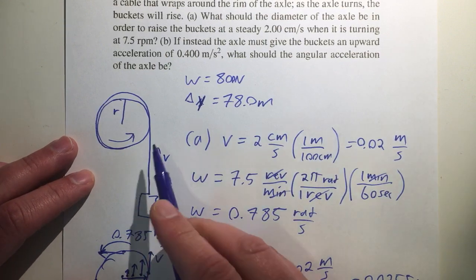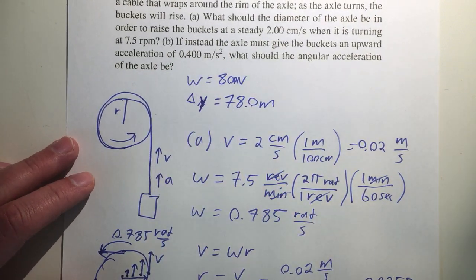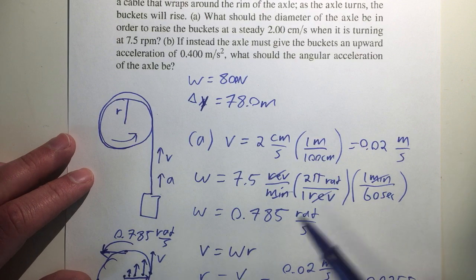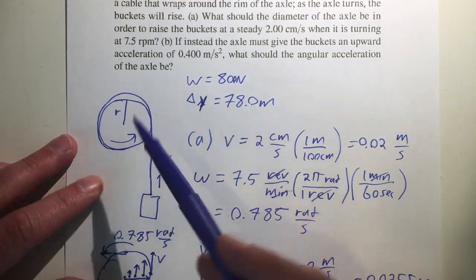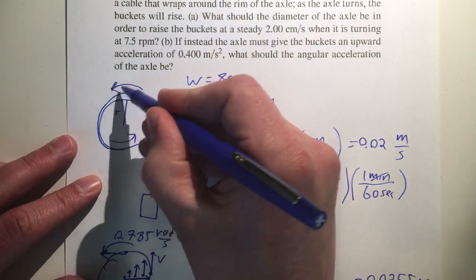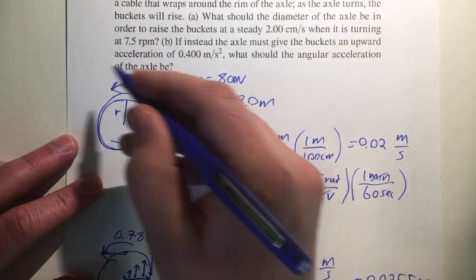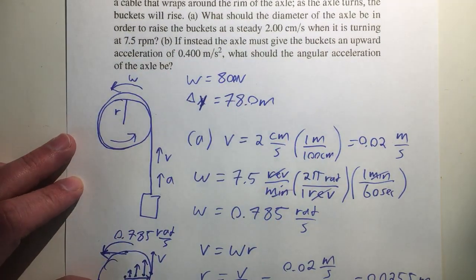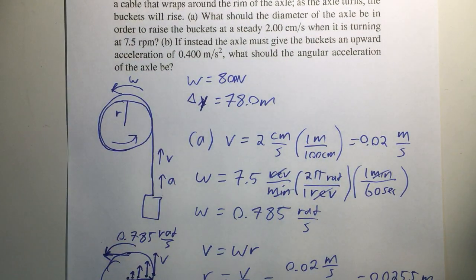Right, so this is accelerating upwards at 0.4 meters per second squared, which means that this object must not only have angular velocity, right, but it must also be accelerating. The angular velocity must be increasing, right? So that's what we want to figure out here.